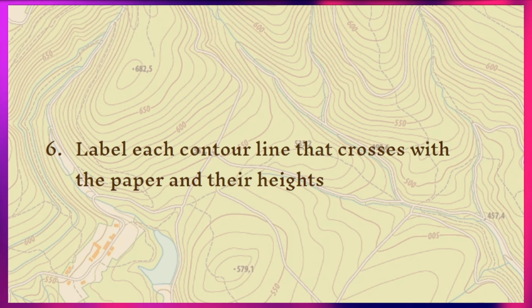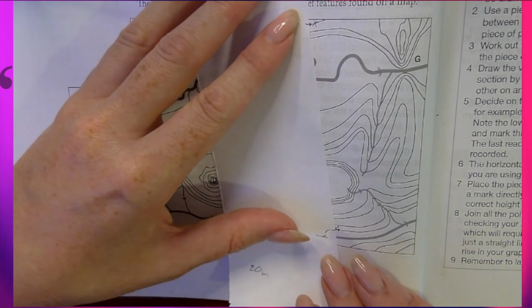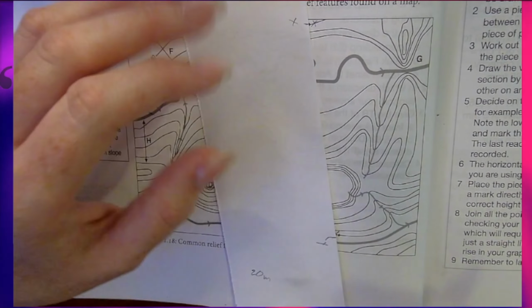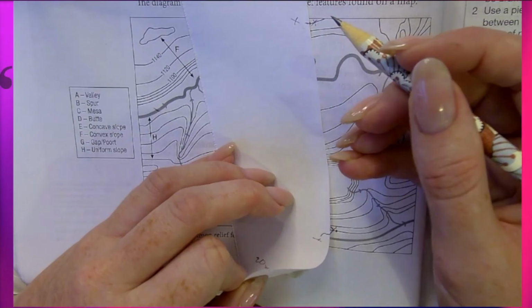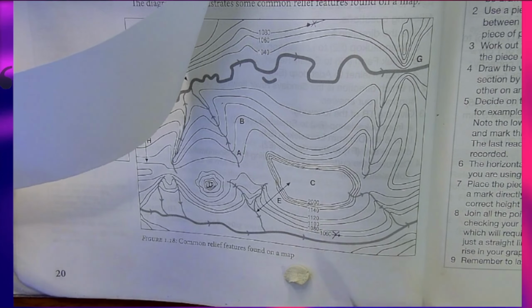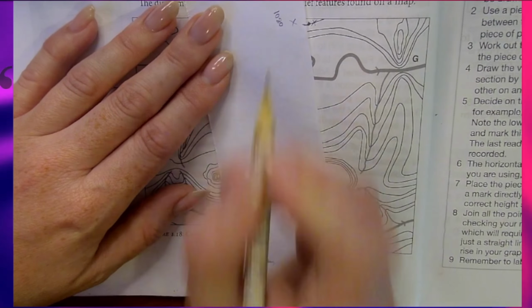Fantastic. Then, this is probably the biggest of the steps. Label each contour line that crosses with the paper and their heights. So I'm going to make sure that these are aligned to those points. And I'm going to start with X and Y. So X is 1080 and Y is 1060.